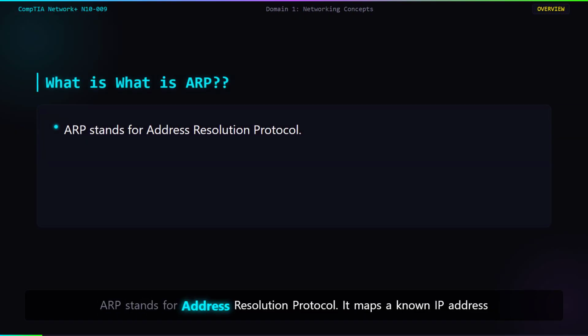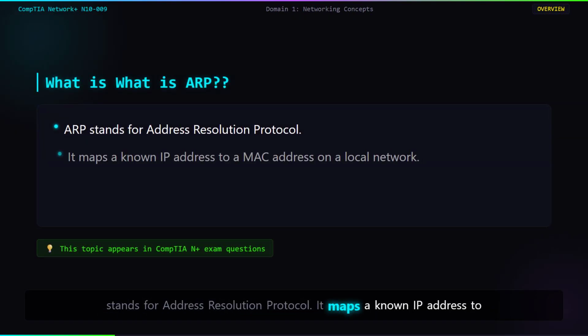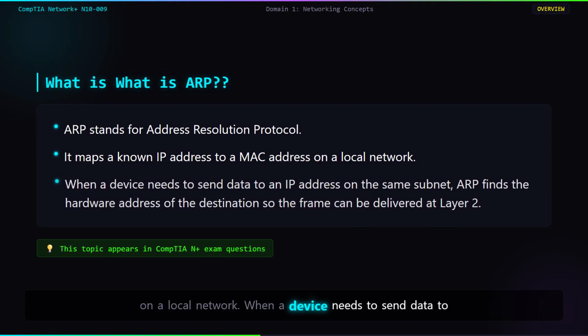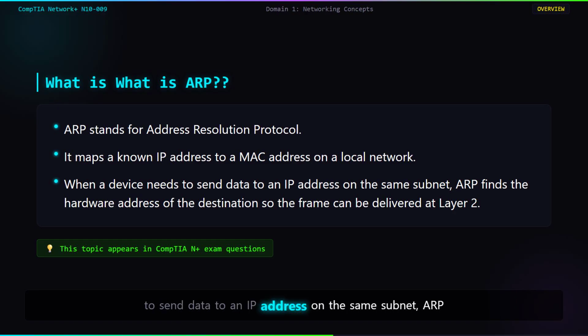ARP stands for Address Resolution Protocol. It maps a known IP address to a MAC address on a local network. When a device needs to send data to an IP address on the same subnet, ARP finds the hardware address of the destination, so the frame can be delivered at Layer 2.